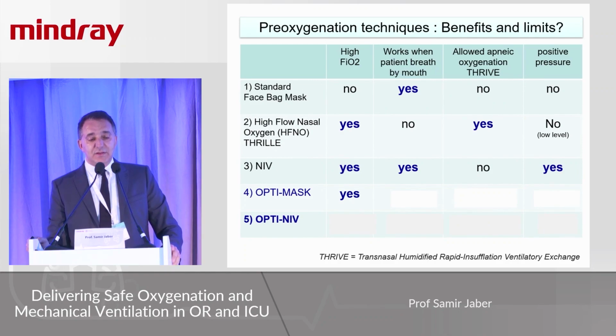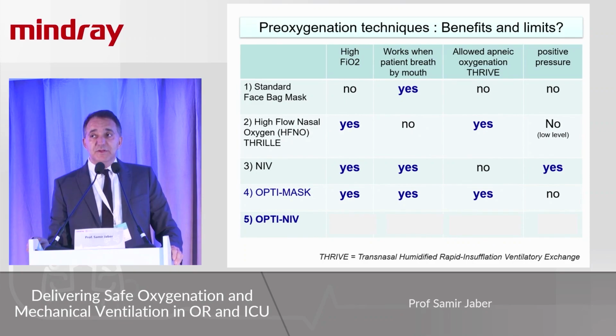So if you associate OptiMask, that means face mask, and high flow, you have the higher FiO2. It works with the face mask because it can deliver when the mouth is open. And you have apneic oxygenation delivery, but you cannot have positive pressure.